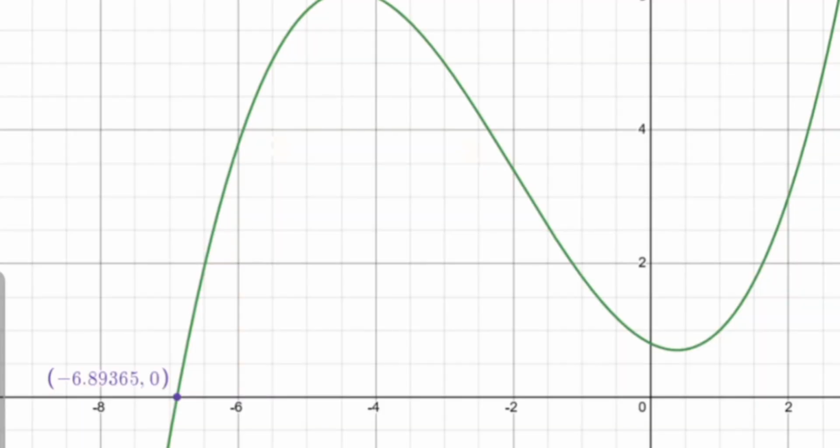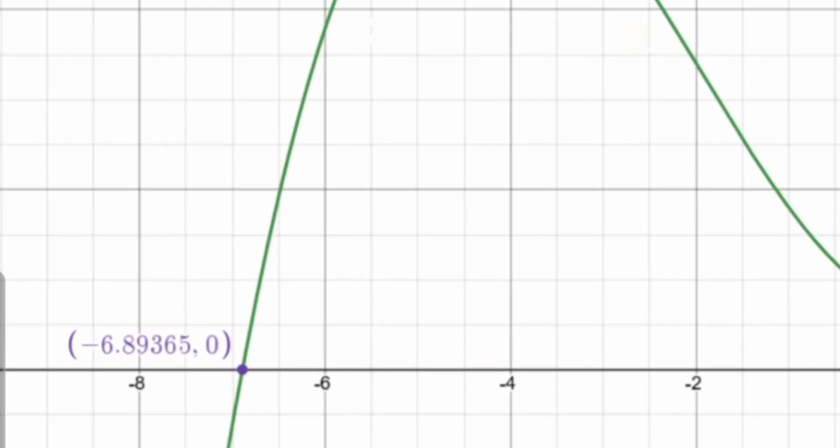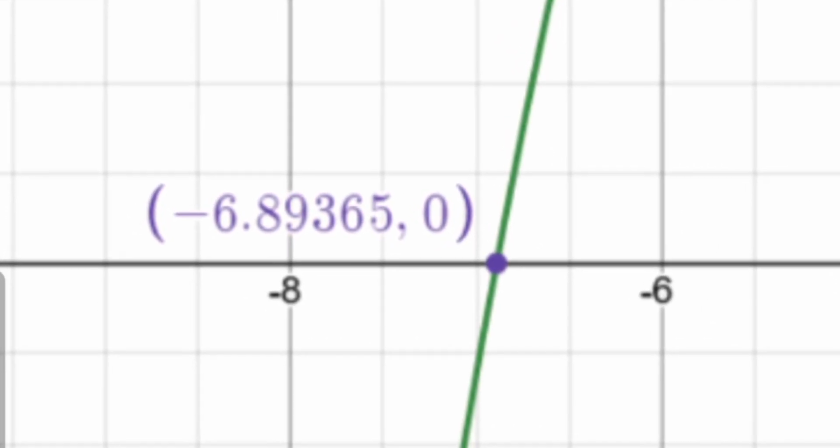We have to use a rational root theorem to solve this and try numerous numbers to check if it is a solution to the function. But to make it short, as you can see in the graph, it crosses the x-axis in between negative 6 and negative 7, or around negative 6.89. That will be our x-intercept.